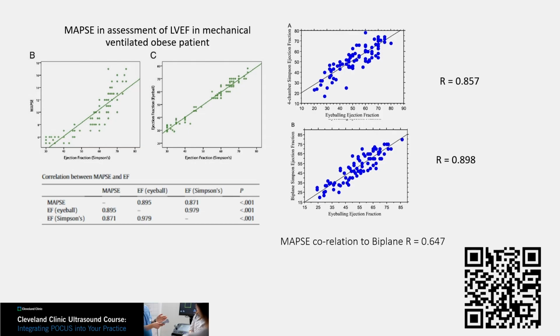And what they found was MAPSE compared to ejection fraction using eyeball technique and Simpson technique was pretty well correlated, with an R value of 0.85 and 0.89, suggesting that in cases where it is challenging to get EF using eyeball or Simpson, MAPSE can be used as a surrogate to assess LV systolic function.